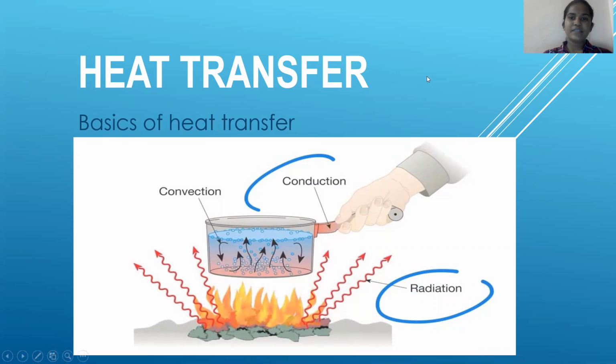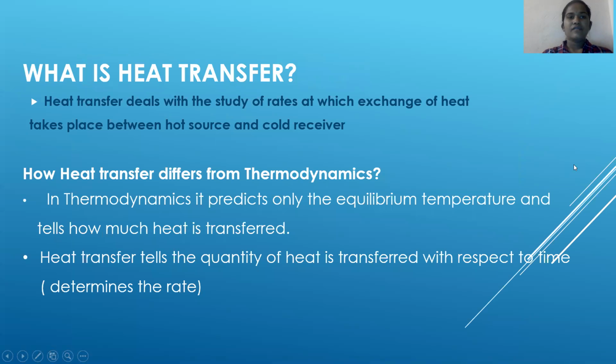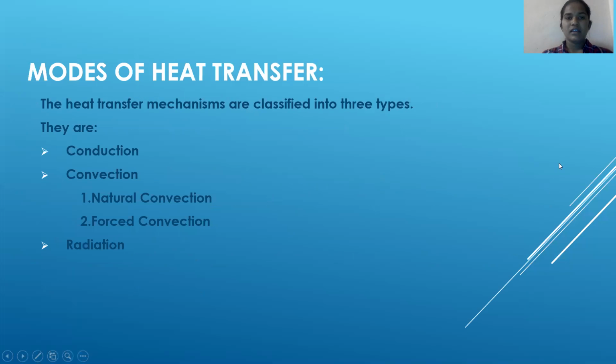And what is the difference between thermodynamics and heat transfer? We studied in thermodynamics about Q, that is rate of heat transfer. But in thermodynamics, it shows only the amount of heat transfer. It does not show how much heat is transferred per unit time. In heat transfer, it shows how much heat is transferred per unit of time or some period of time. So heat transfer tells the rate of heat exchange between a hot body and a cold body.